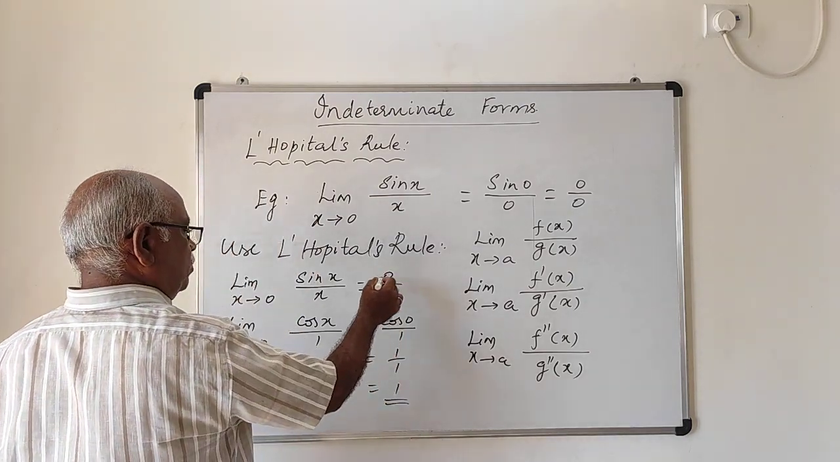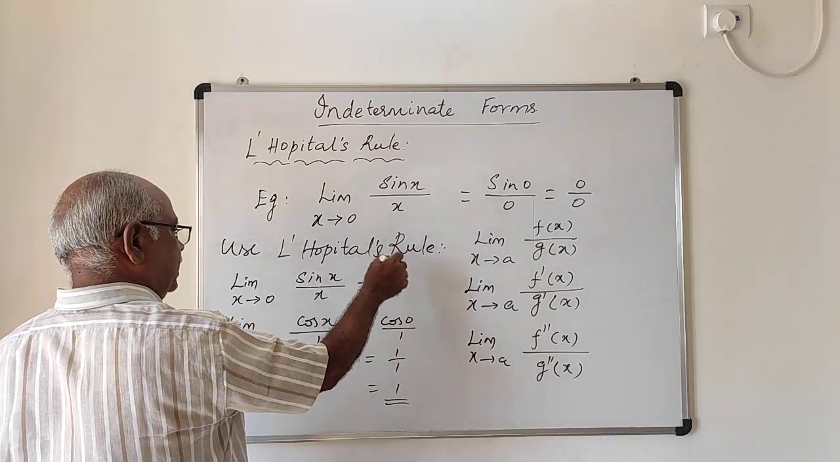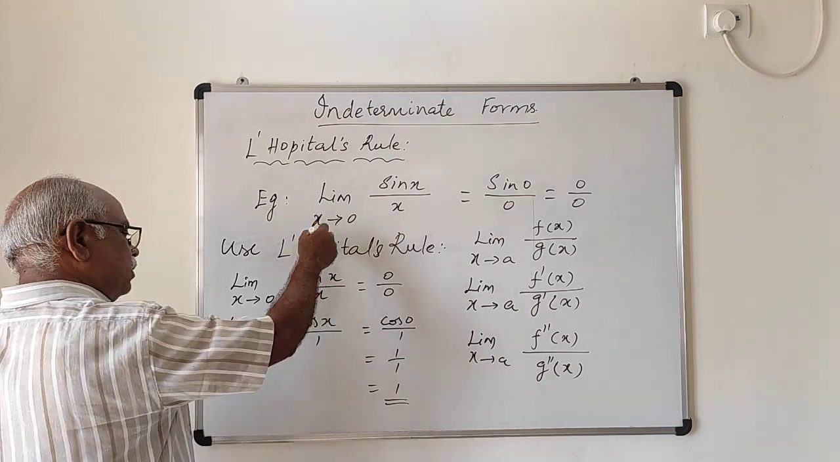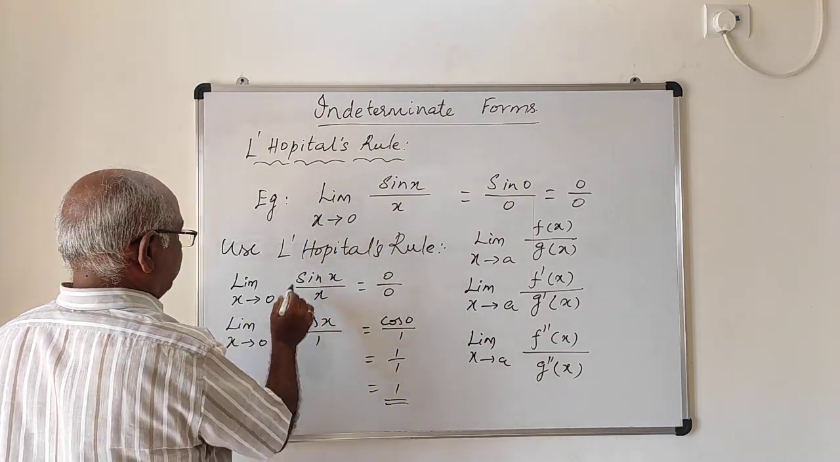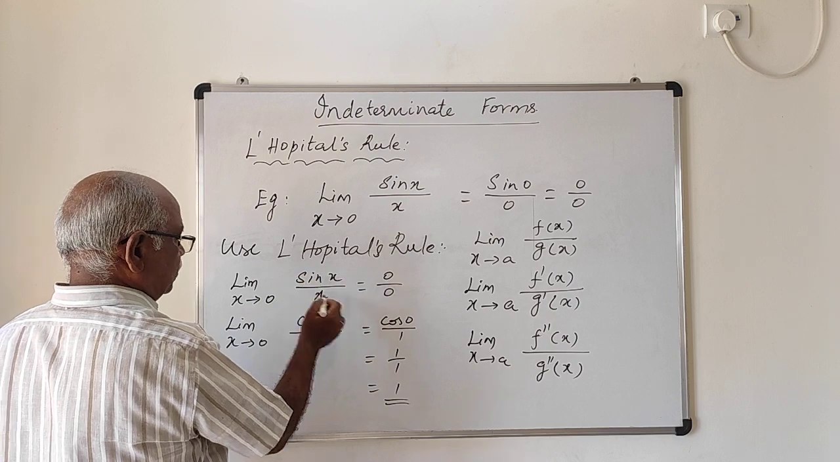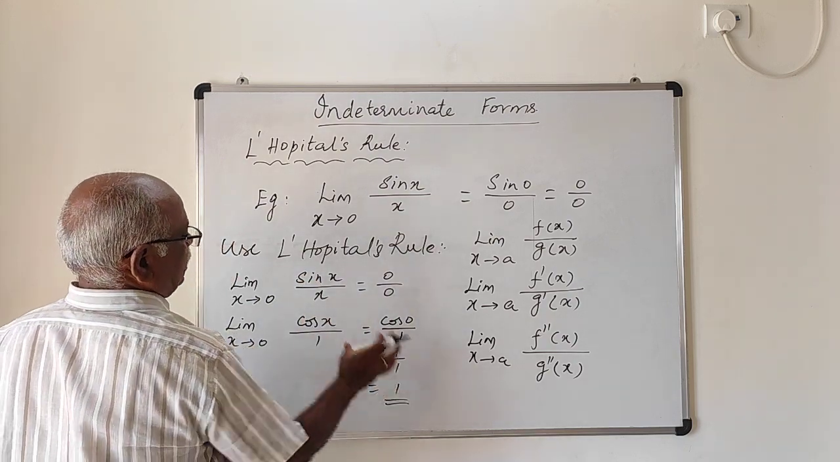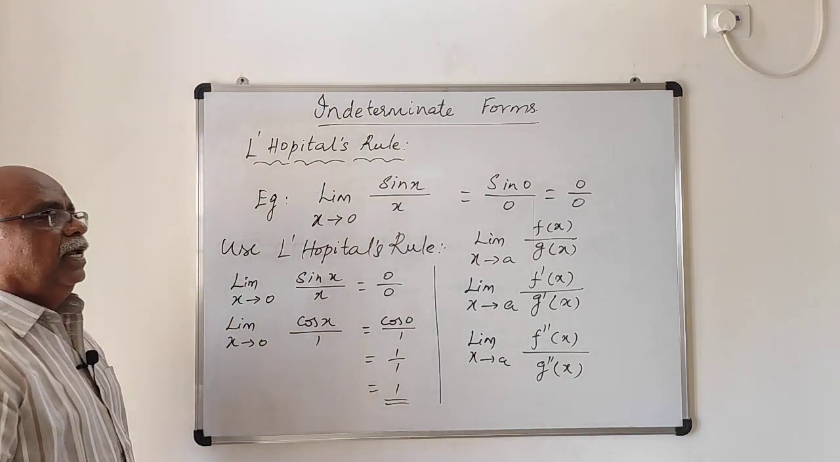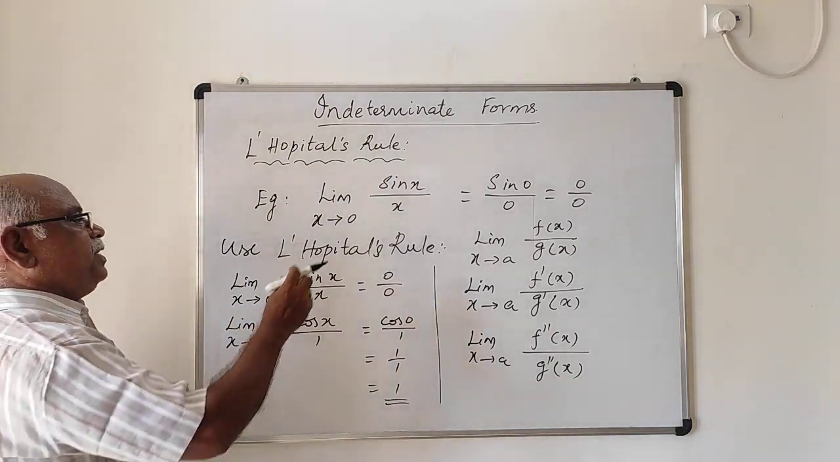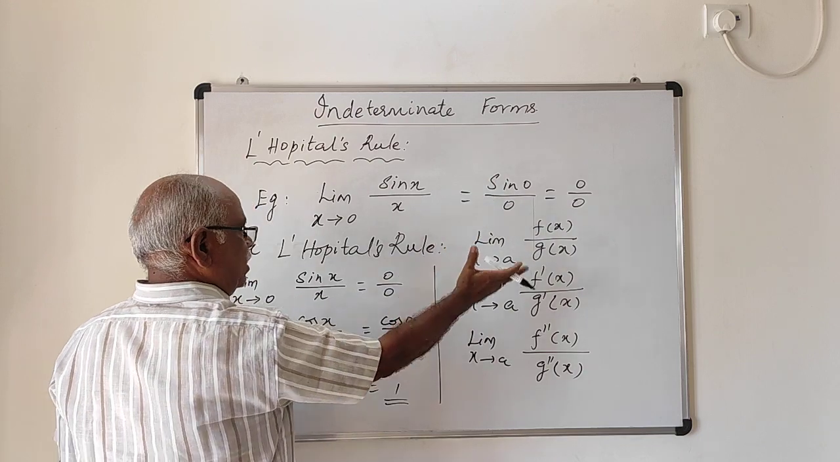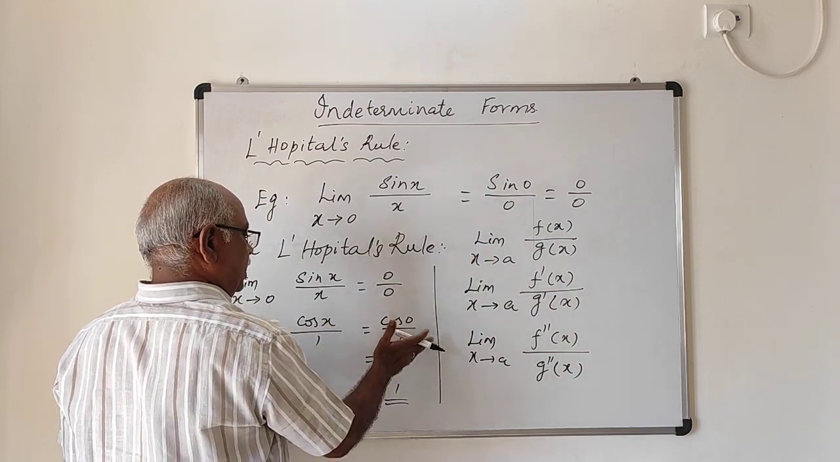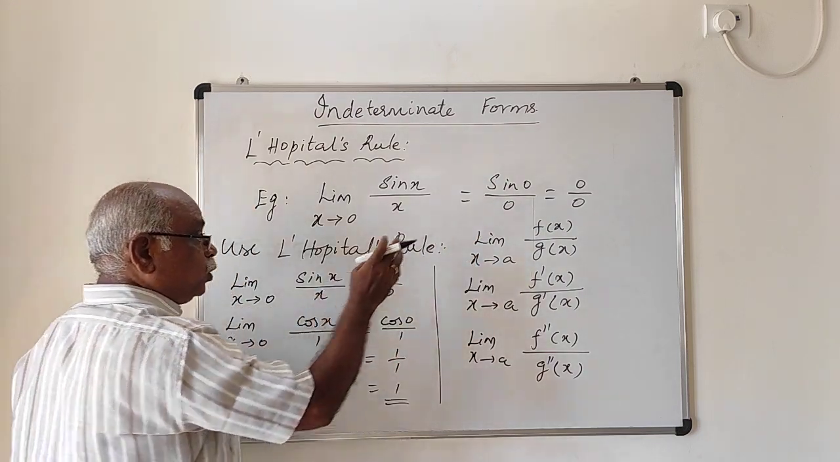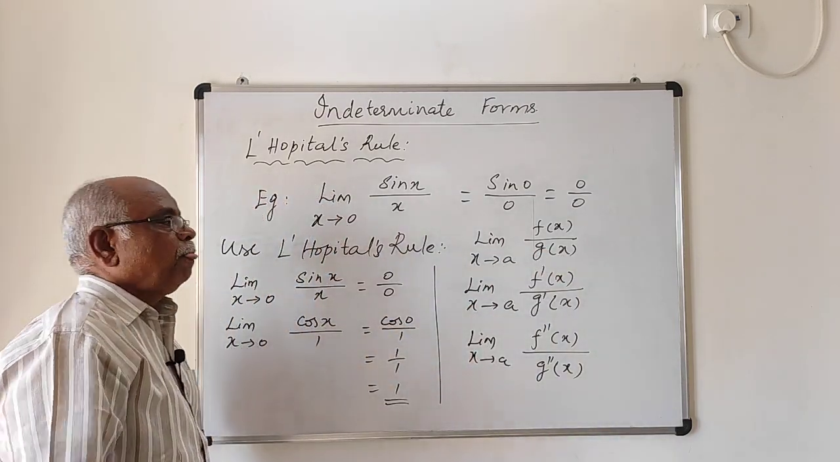If you apply the limit directly, you will get the indeterminate form. By applying L'Hopital's rule, you will get the answer 1 for the limit x tends to 0, sin x by x is 1. That's all about the answer. So this is L'Hopital's rule. Like that, if you differentiate the numerator function and the denominator function separately, and apply the limit, you will get the answer. You should not use the quotient rule, remember.